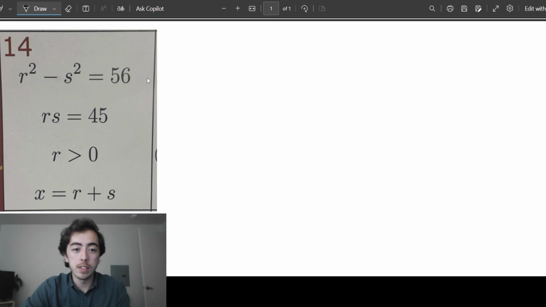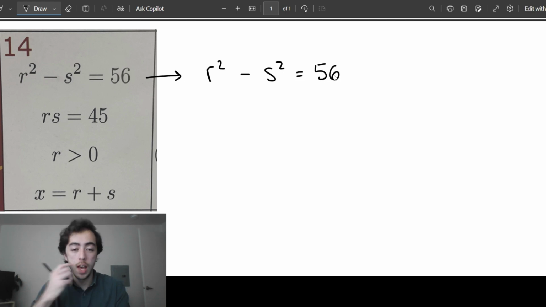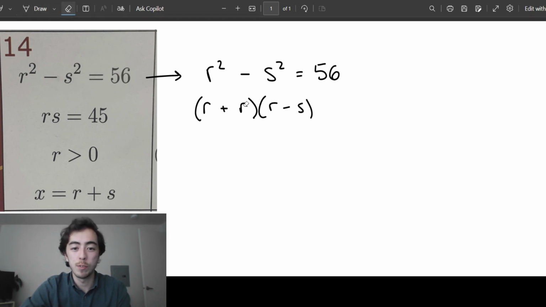So right here, I see that r and s, once we square them and find the difference between their squares, we get the number 56. And I don't know if this is going to be useful or not, but I do know that I can factor a difference of squares as r plus s and r minus s.